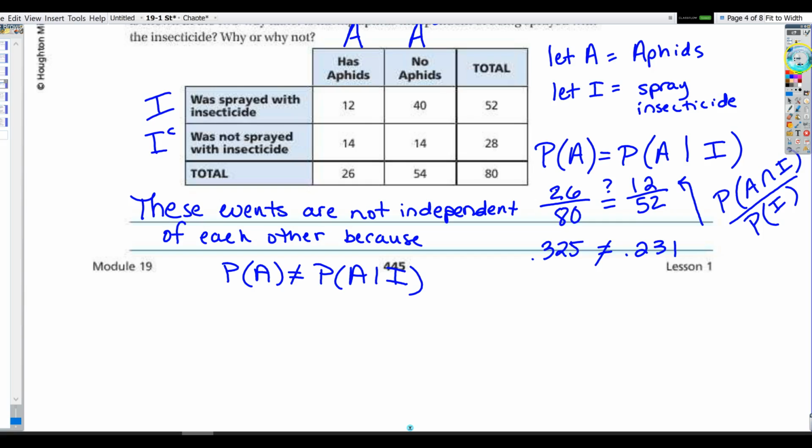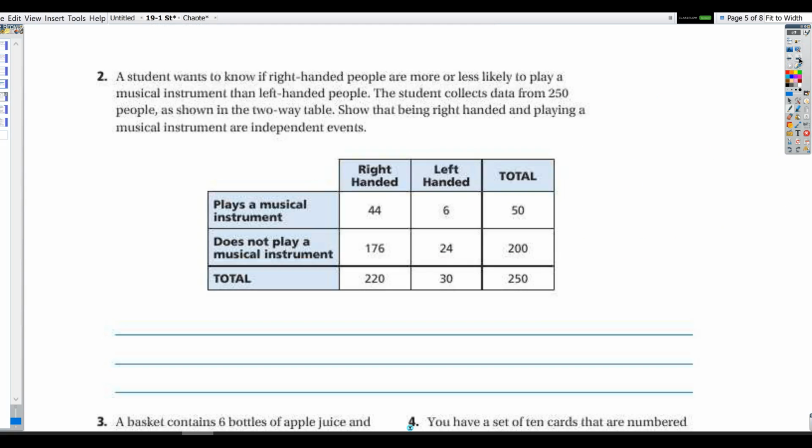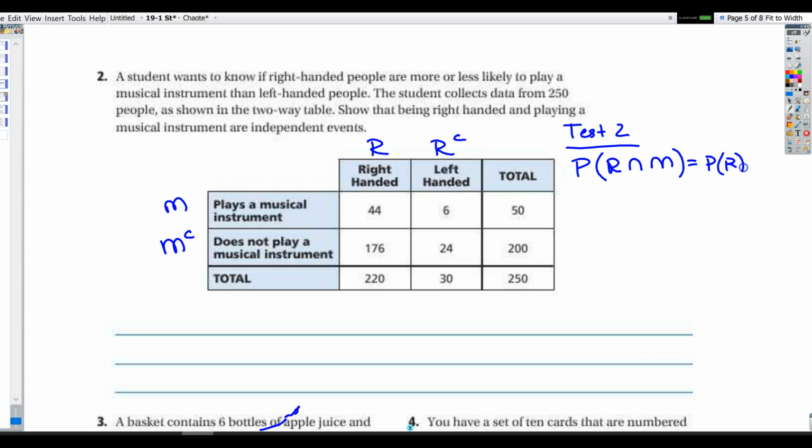Okay, let's do the next one at the top of the page here. Now, I'm going to use the other test. So I'm going to use test 2 here, which is basically, let's get some labels here. Let's say right-handed and not right-handed. Let's say plays musical instrument and doesn't play musical instrument. So I'm going to use the test that says probability to be right and musical, does that equal the probability to be right times the probability to be musical? That's the second test, because if they are independent, that's the formula you're supposed to use. So we're going to use it to test here with this table.